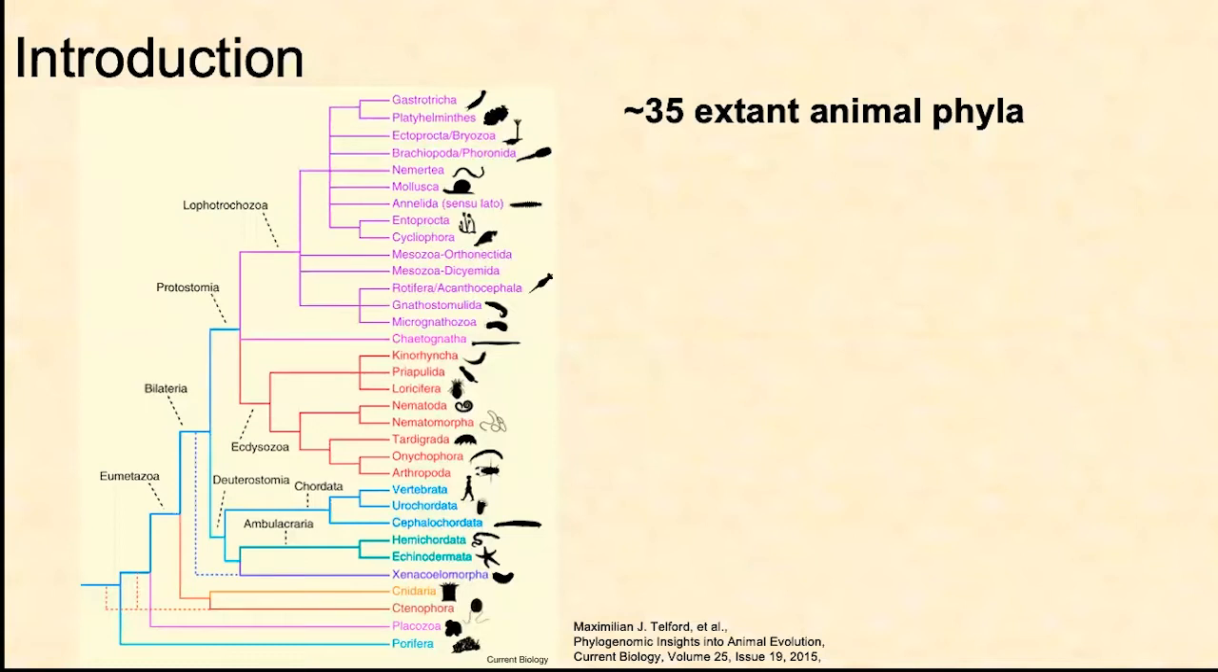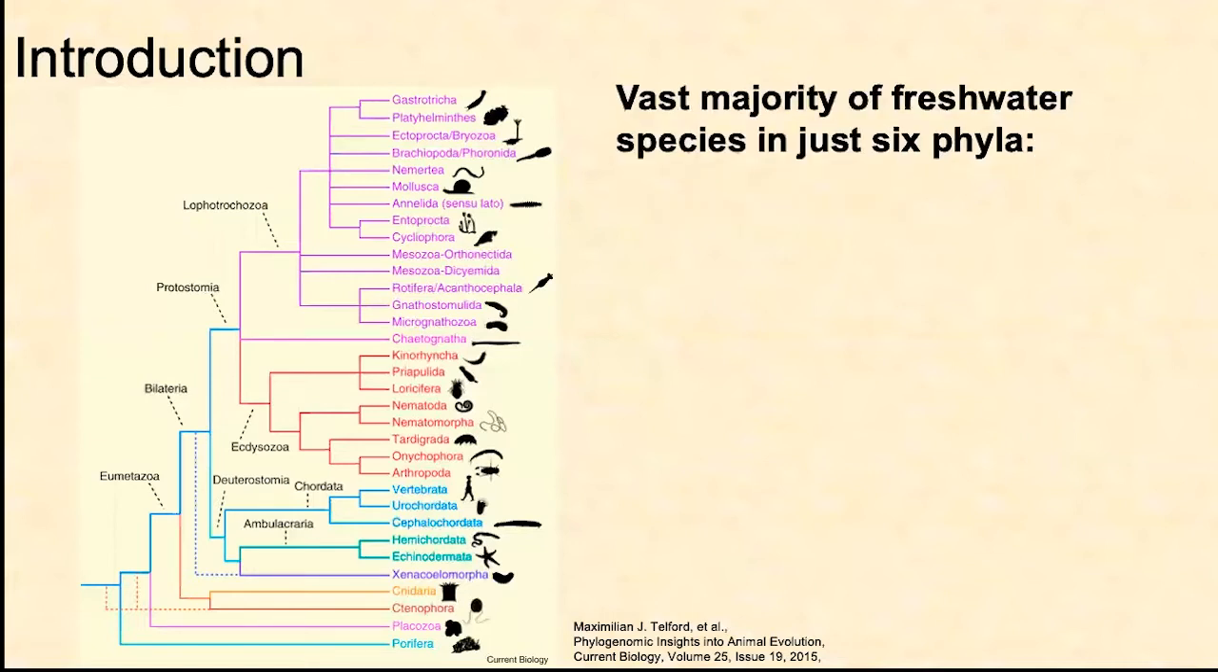If you look at the history of animal evolution and the major groups of animals, there's about 35 extant animal phyla, so with living representatives. Only about half of those have freshwater species. All of these phyla evolved in the ocean. Only about half of them have any lineages that manage to cross that salinity divide and make it into freshwater. And of those, the vast majority of freshwater species are in just 6 phyla.